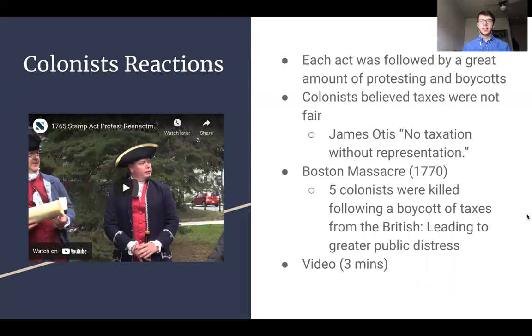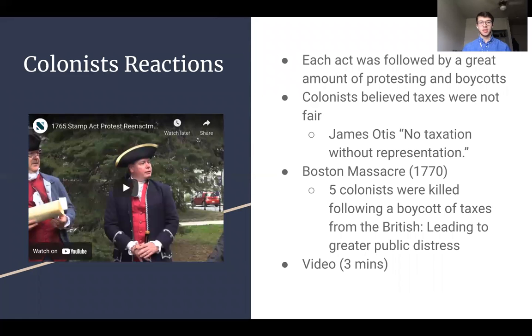So each of these acts was followed by a great deal of protests and boycotts. The colonists believed the taxes were not fair. One colonist named James Otis said, "No taxation without representation." So this basically means that the colonists did not believe they should be taxed by the British government if they were not receiving representation in British Parliament, which they were not.